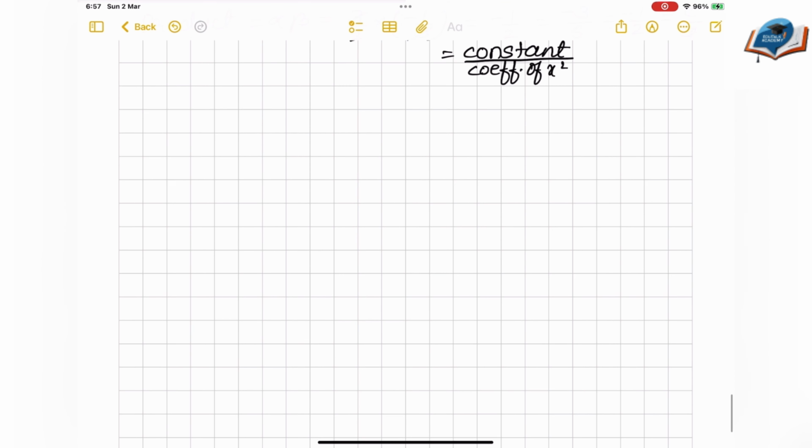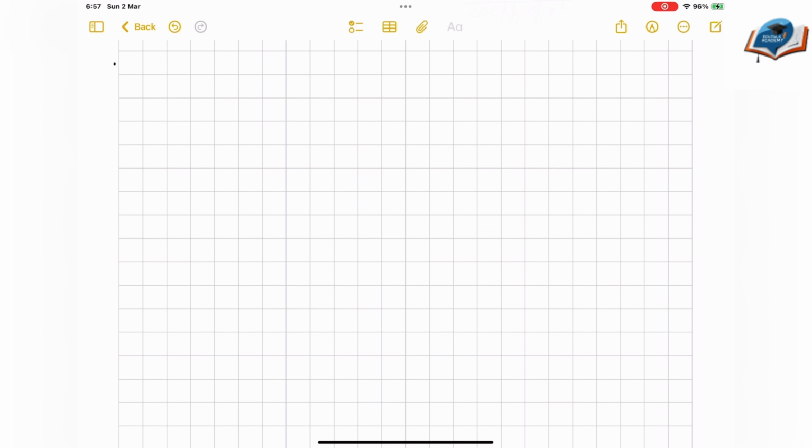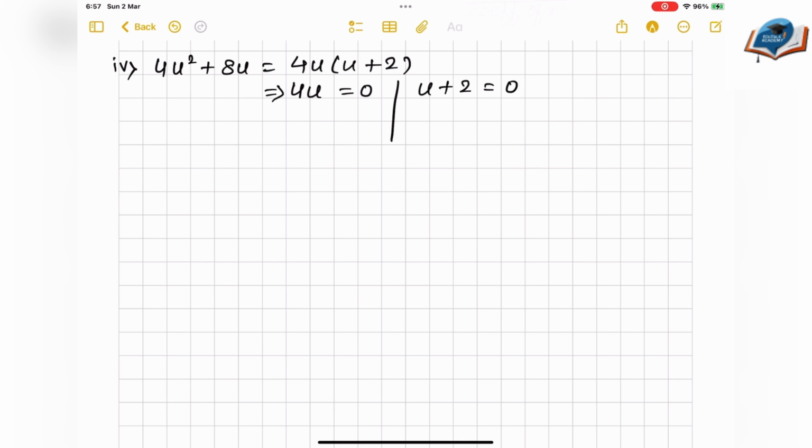Then fourth one, 4u square plus 8u. So here constant term is not there, so I can take 4u common, so u plus 2. So this can say 4u equal to 0 or u plus 2 equal to 0. So either u equal to minus 2 or u equal to 0 by 4, that is 0. So two solutions I got.